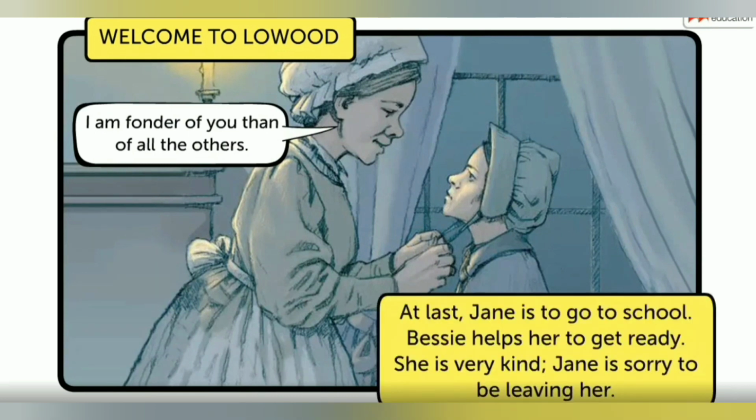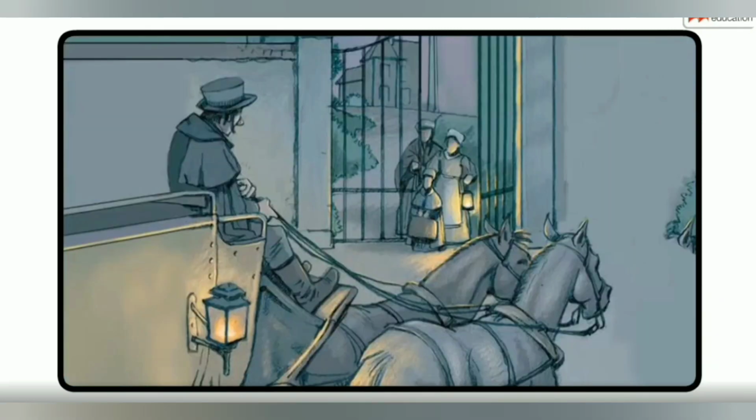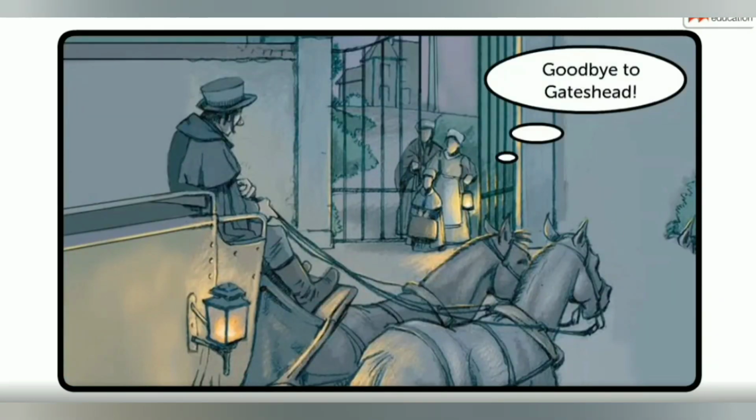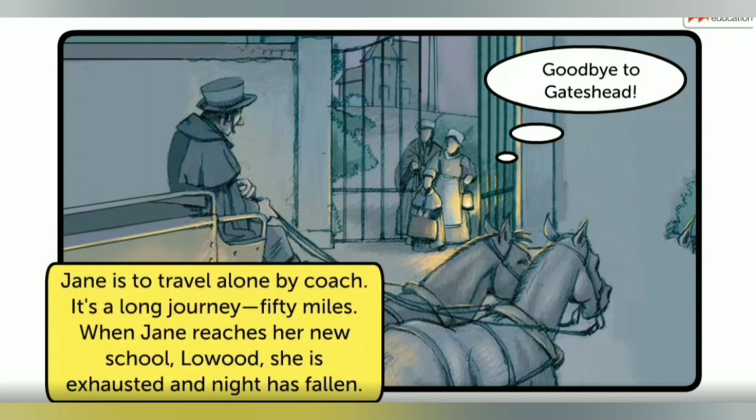At last, Jane is to go to school. Bessie helps her to get ready. She is very kind. Jane is sorry to be leaving her. Goodbye to Gateshead. Jane is to travel alone by coach. It is a long journey, 50 miles. When Jane reaches her new school, Lowood, she is exhausted and night has fallen.